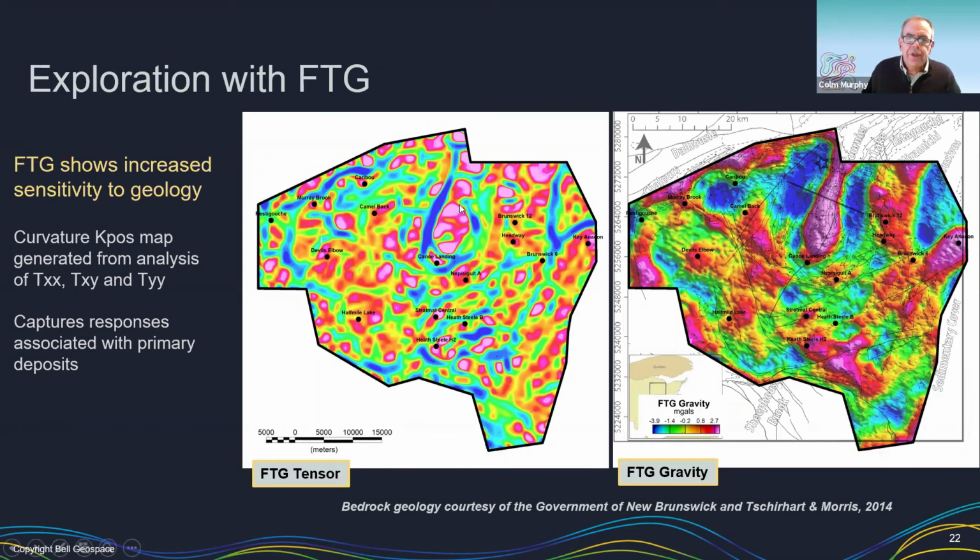The responses, you can see, are different in shape and form. There's some very high amplitude, there's some of lower amplitude. A lot of the higher amplitude features are associated with some of the known deposits in the Heath Steele area, Murray Brook and Caribou, and others are rather interesting.